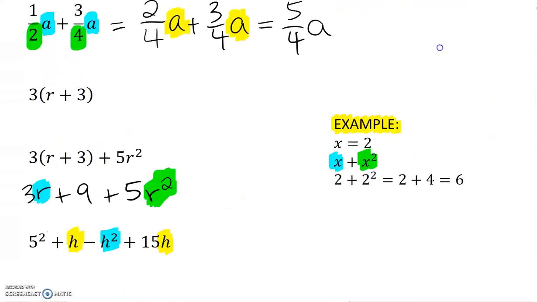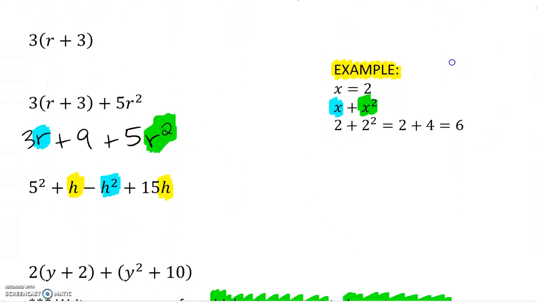All right, moving on. Now we're going to get into distribution. If we look at this, we have a whole number times something in parentheses, r plus 3. Remember, can we simplify what's in the parentheses? We always want to do that first. And the answer is no, not in this case. So what we can do from here is our distribution. 3 times both of these. And when we do that, we get 3r plus 9.